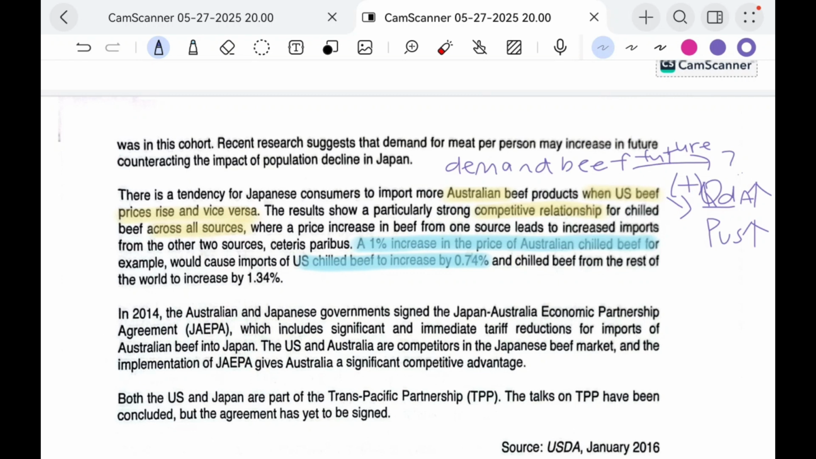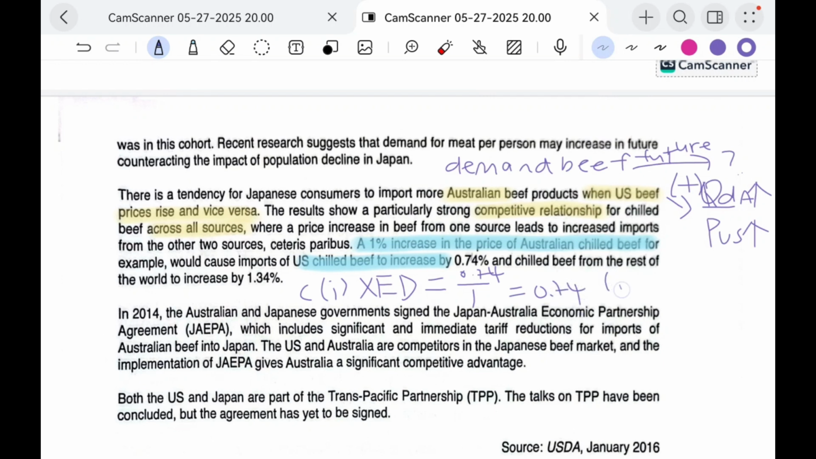So for the first XED value, where this is the C part 1. The Australian beef is actually the denominator because this is the one that the price changed, so 1%, and cause the US beef import, in other words demand for beef, to increase by 0.74%. So actually the first XED value is 0.74.